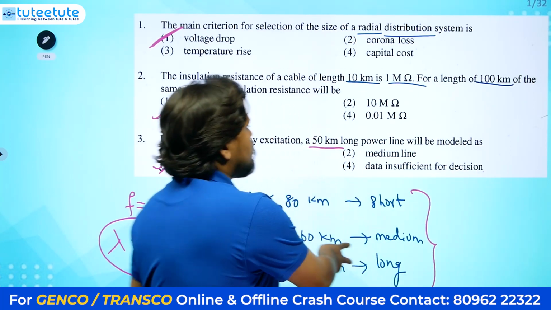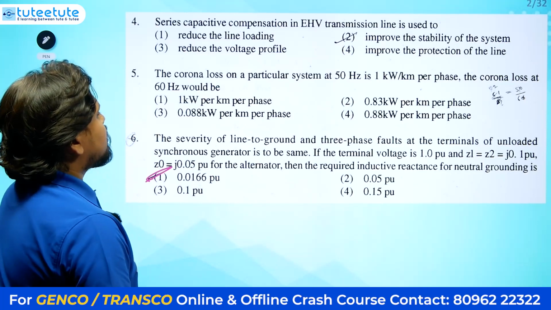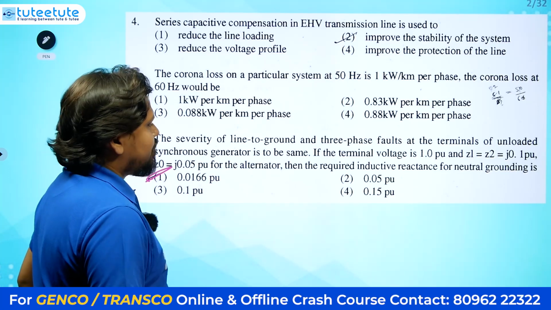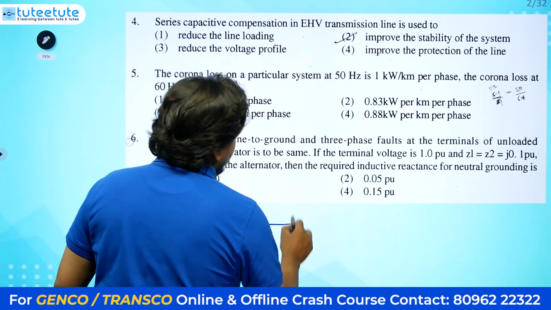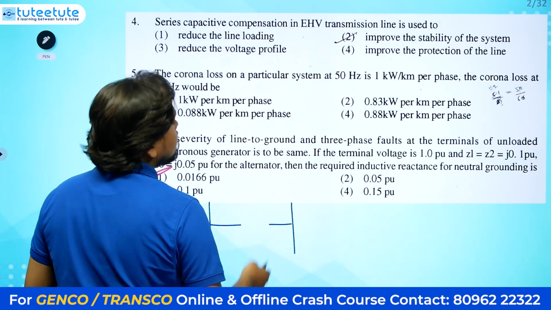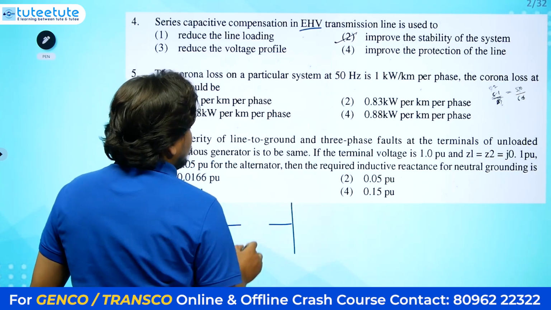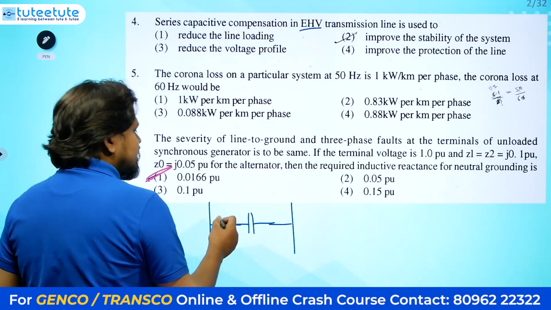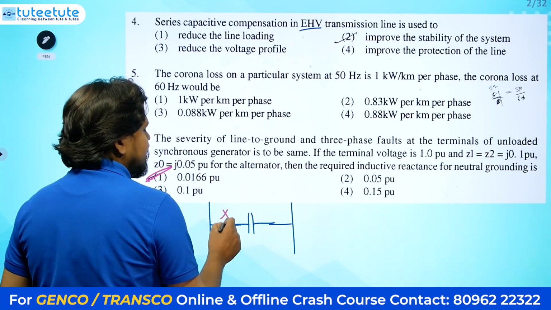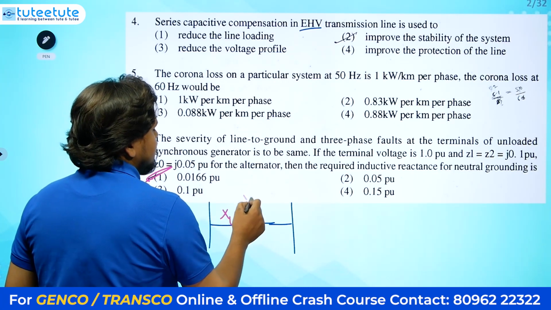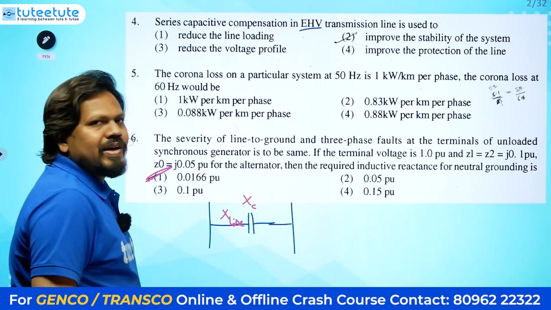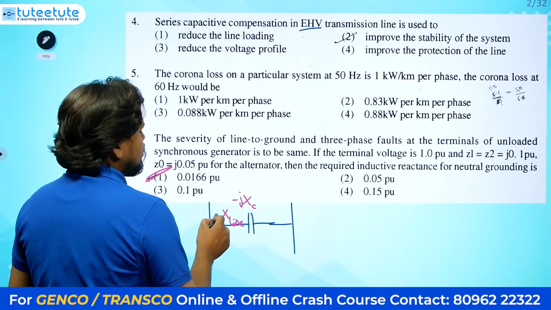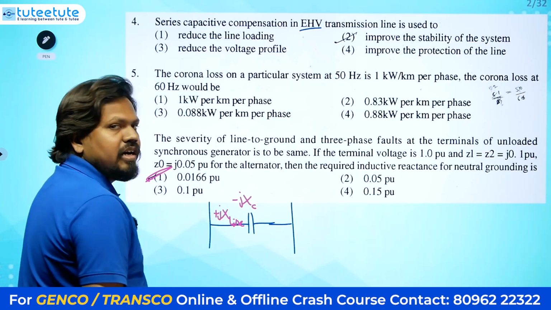So the next question: series capacitive compensation in an EHV transmission line is used to... Series capacitors they have given. That means in any transmission line, let's consider this is an EHV line, with one series capacitor as mentioned previously. This line will have some reactance, that will be X line, and this is XC, the capacitive reactance. Generally we consider it as minus j, and this is plus j because it is the line inductive reactance.